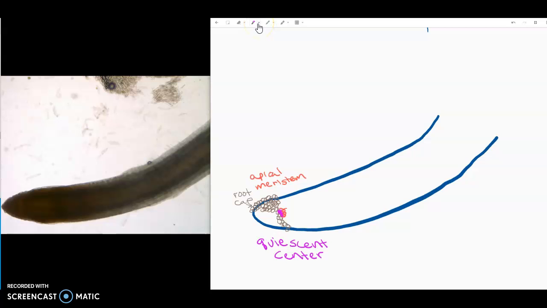Then coming back behind the apical meristem, we have a region of the root that is kind of broad and lightish colored there in the middle. And then we also, further back, see some very thin-walled cells coming off and radiating from that outer layer. And these are very long, thin cells coming off of the root on the side. Those are your root hairs.